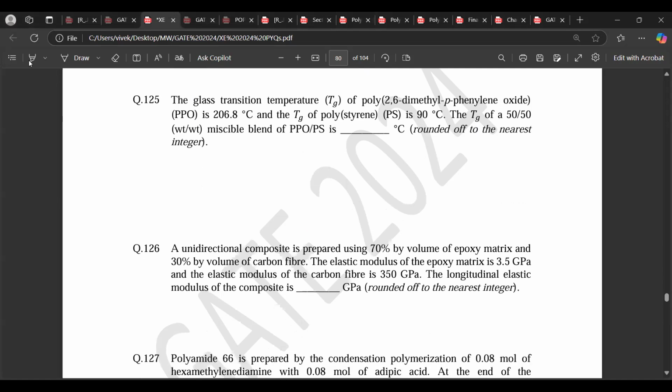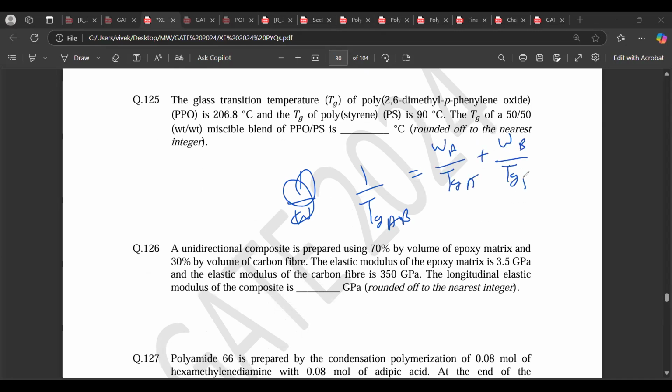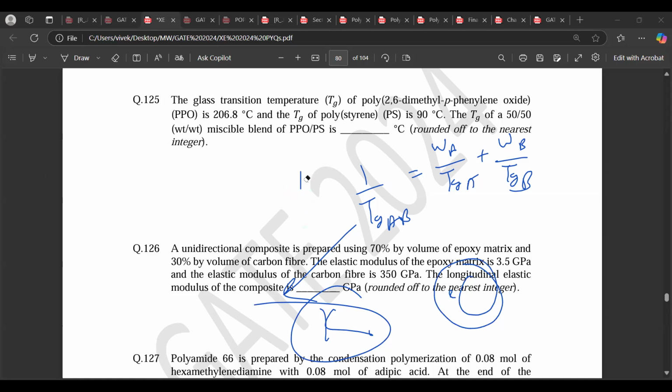Now, the glass transition temperature, oh my God, this is the Fox equation question that you can use. So 1 by TgAB equals WA by TgA plus WB by TgB. Remember, T is in Kelvin. If you're thinking to put in degree Celsius, you are messed up, okay? You are dead, by solution.